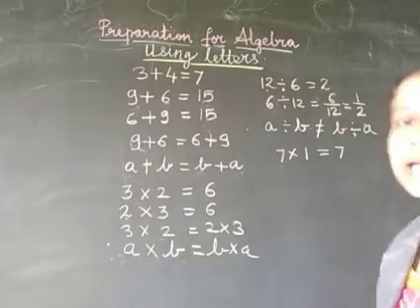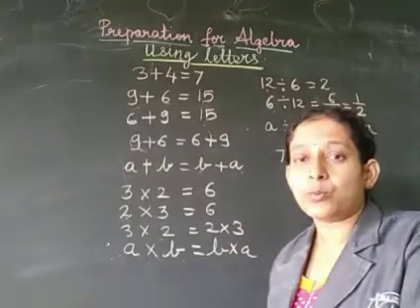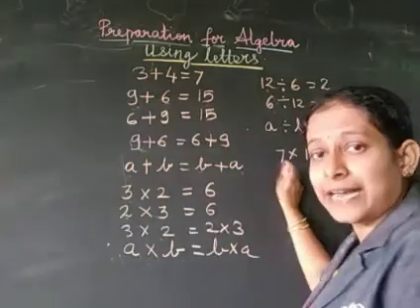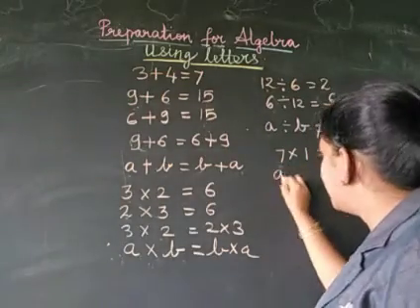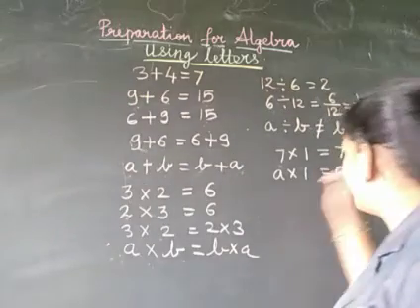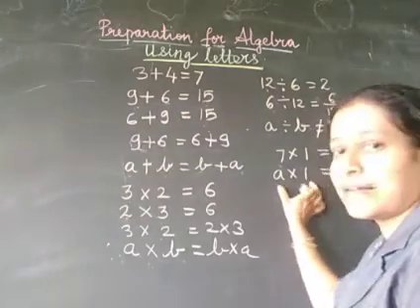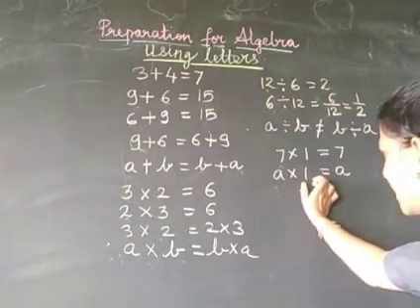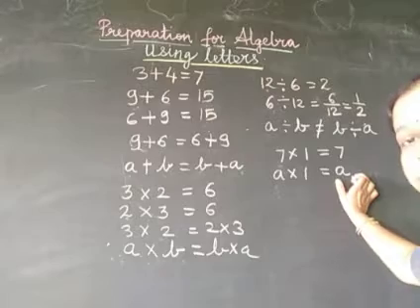So here also we can have one rule or one formula. If we consider any number as A, multiplied by 1 will be the number itself. So here also we are getting another formula, that is, any number multiplied by 1 is the number itself.